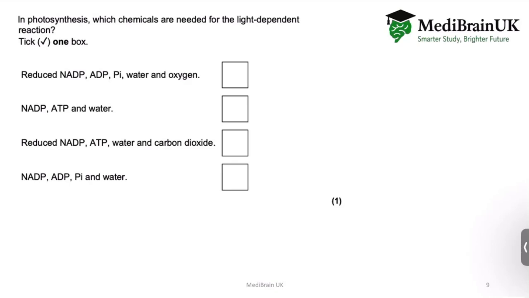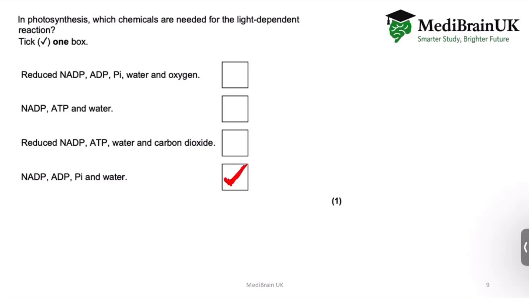NADP, ATP, and water. ATP is going to be formed in the reaction, so we don't need ATP. Reduced NADP, ATP, water, and carbon dioxide. Again, we don't need reduced NADP. Reduced NADP is what's going to be formed in this process. NADP, ADP, PI, and water, that's what we're going to need. Okay, that's the one we're going to tick for this question.